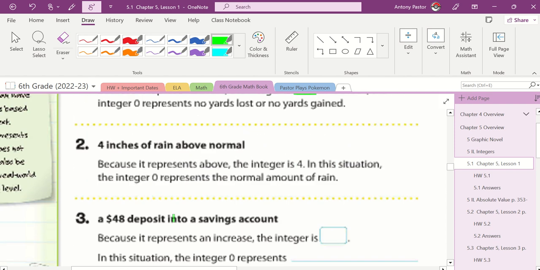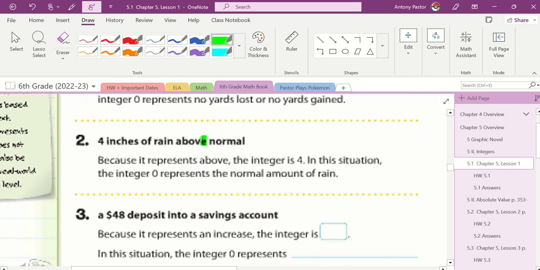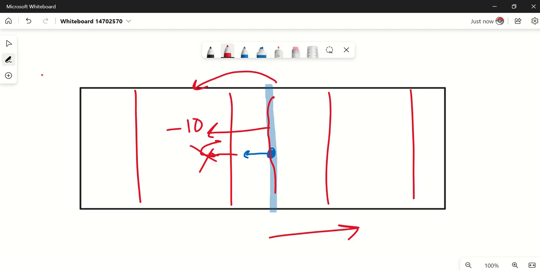Two inches above normal. Above being our key word here. Because it represents above, the integer is 4, +4. In this situation, the integer 0 represents the normal amount of rain. So we need to look at key words here.